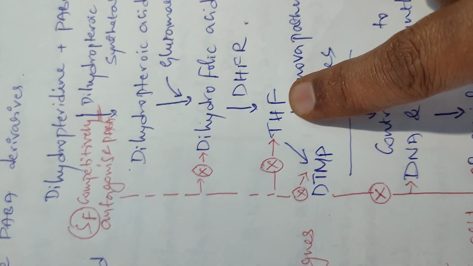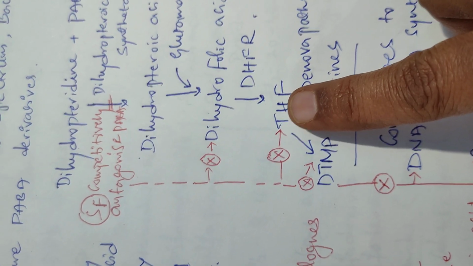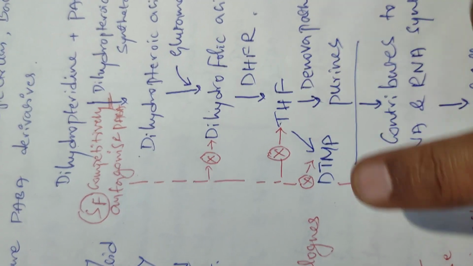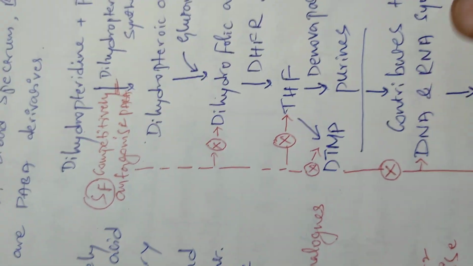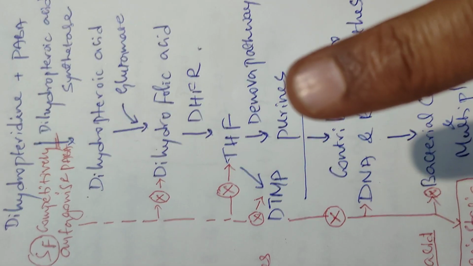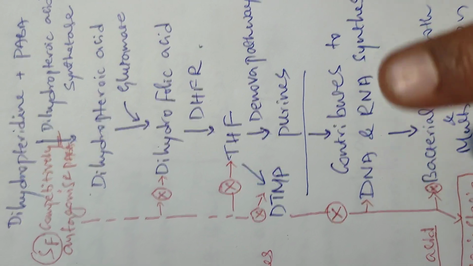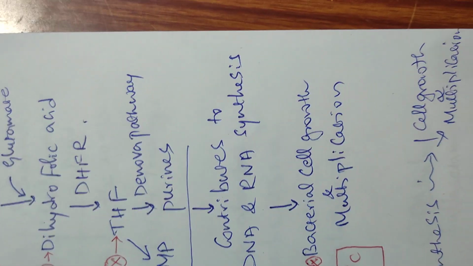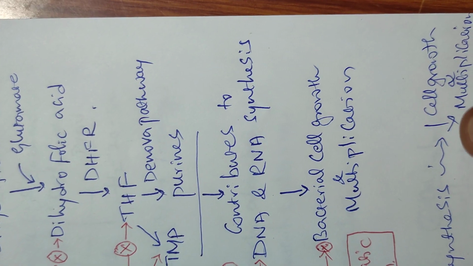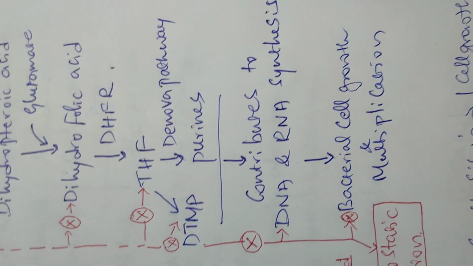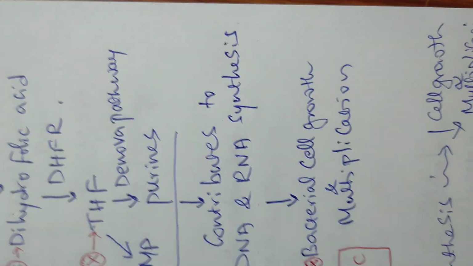You will not get tetrahydrofolic acid. You see, this process is blocked. When you don't have tetrahydrofolic acid, you will not get thymidylate monophosphate, or you will not get the purines. So then what happens? There is no DNA or RNA synthesis. Then there is no cell growth or cell multiplication. Thus sulfonamides produce bacteriostatic action.